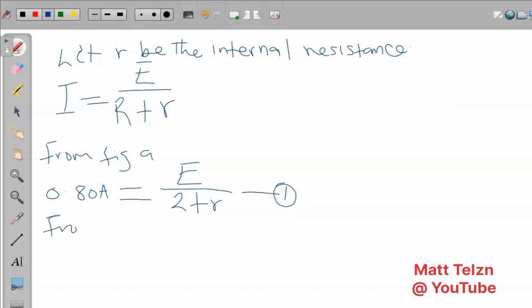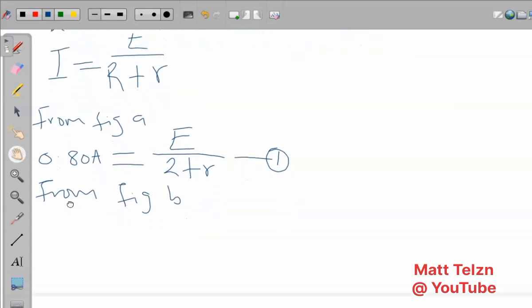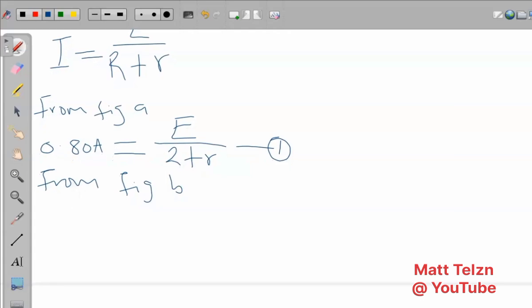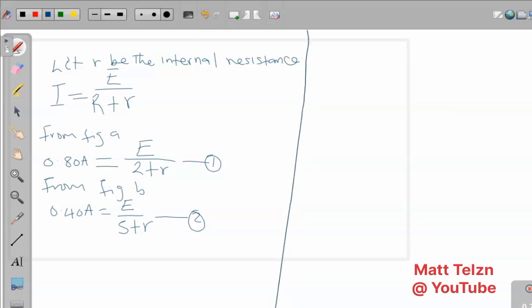The same thing from figure B, we are going to have the current supply in figure B is what? 0.40 amp equal to E over the external resistance, the resistor is 5 plus r. We call this equation 2. Alright. So the next thing we are going to do is we are going to divide equation 1 by equation 2.